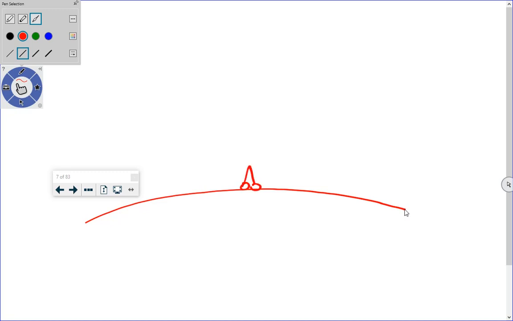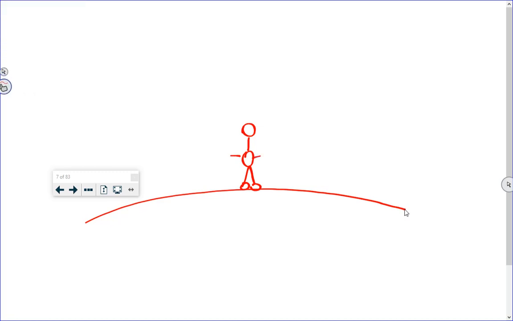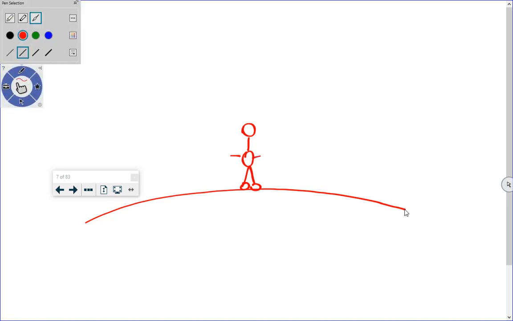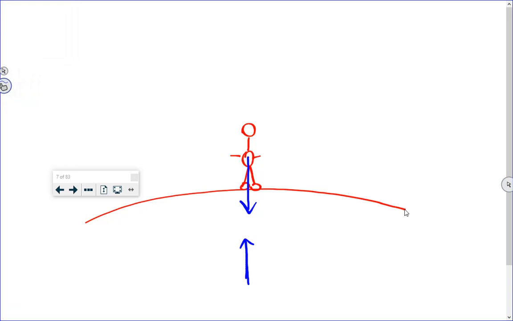This is obviously not drawn to scale. You're standing on the Earth, and there is a force pulling you towards the Earth, but there is also a force pulling the Earth towards you. And these two forces are equal. This is really Newton's third law of motion, that for every action, there's an equal reaction. For every equal force in one direction, there's an equal force in the other direction.